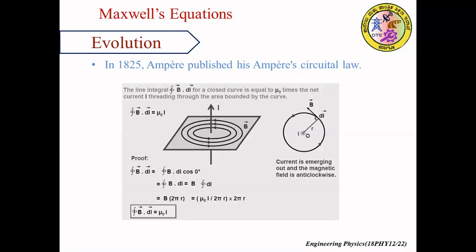It need not be a circular loop always. It can be of any shape, any contour. But the total magnetic field can be defined as the line integral of magnetic field intensity at a point integrated over the entire loop. So this is Ampere's circuital law.